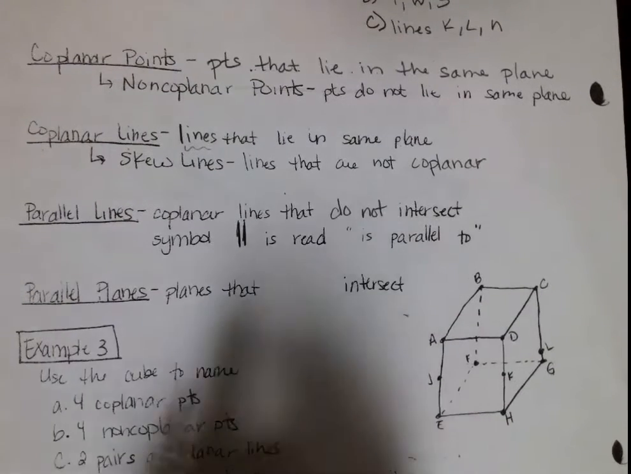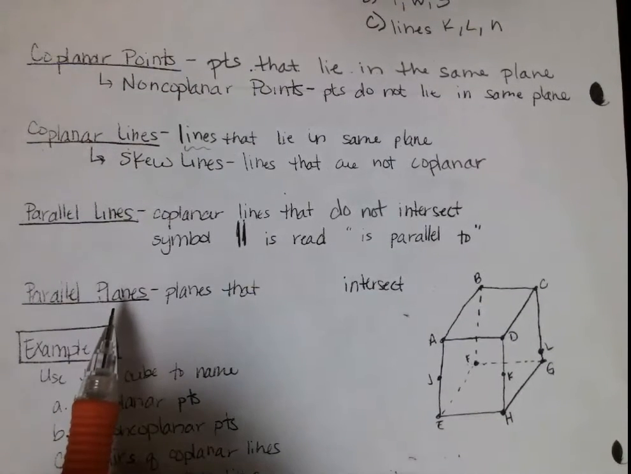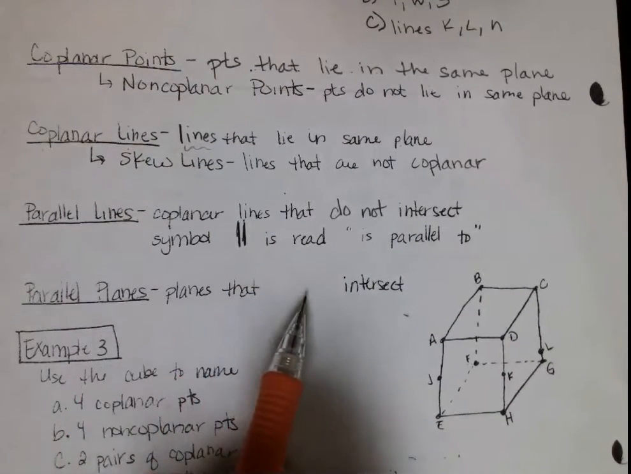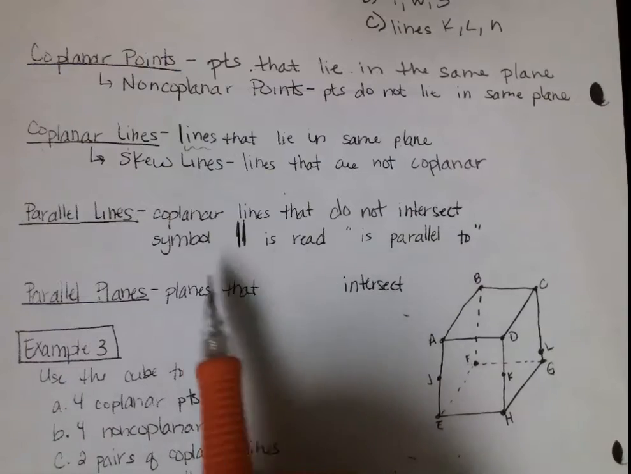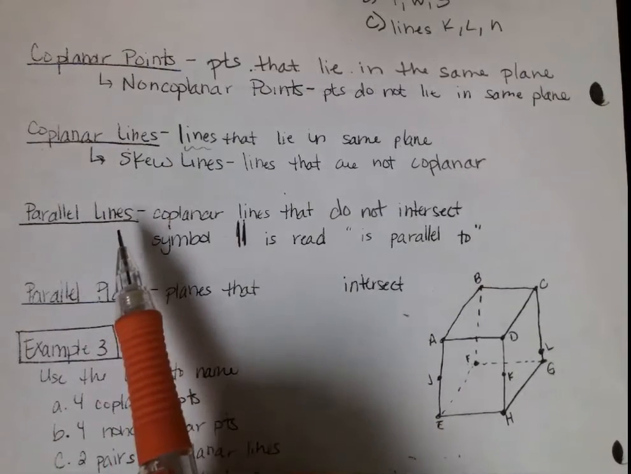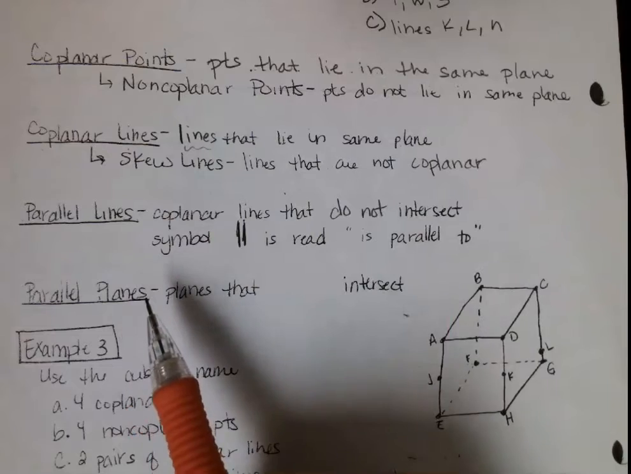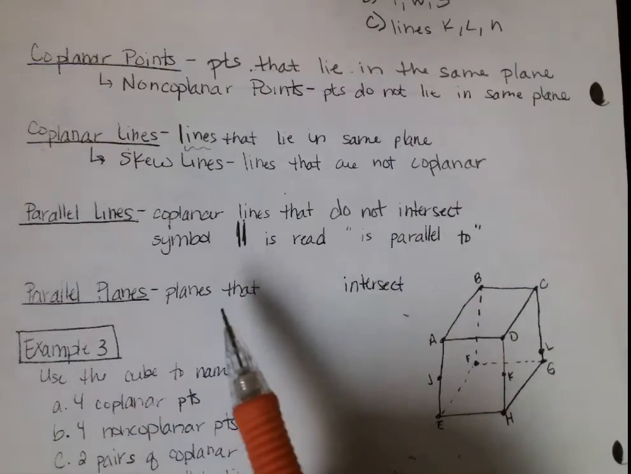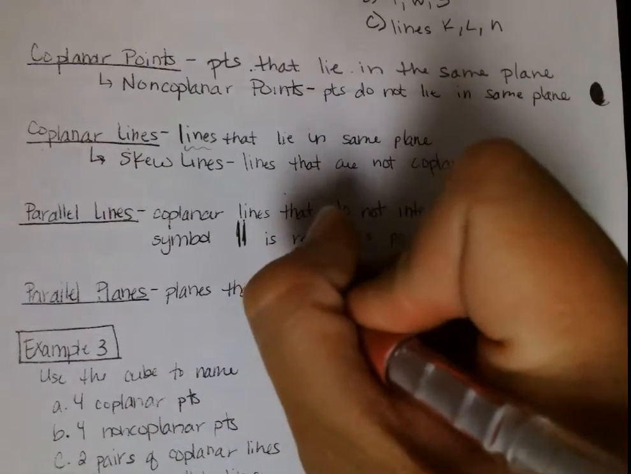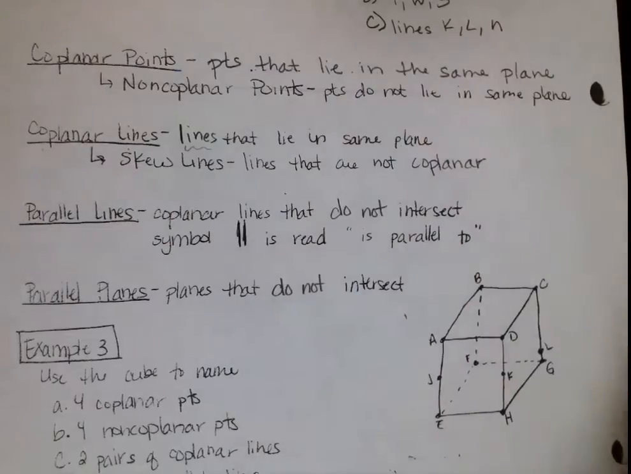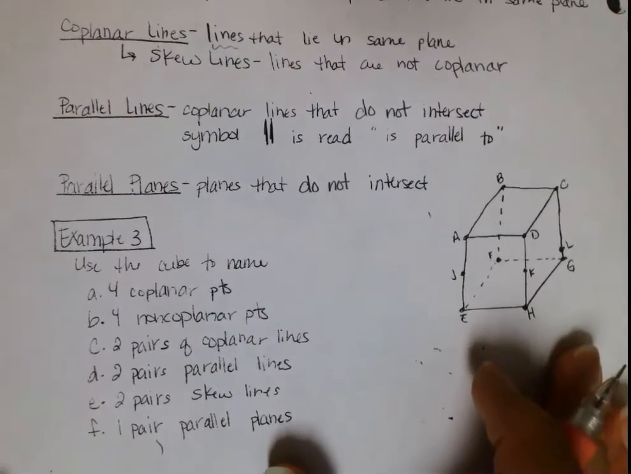Okay. Then we have parallel planes. These are planes that blank intersect. Well, if parallel lines are lines that do not intersect, parallel planes are planes that, yes, do not intersect. Very good. All right, and let's look at example 3 here.